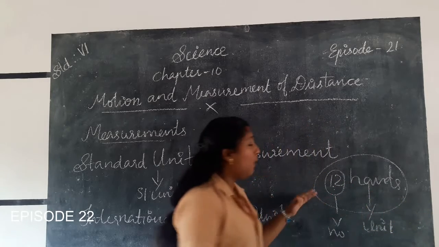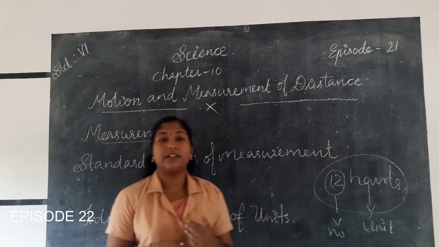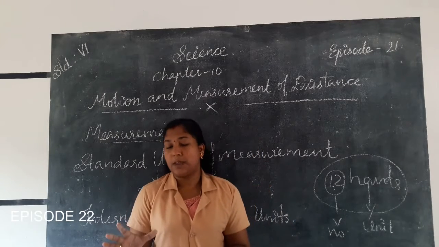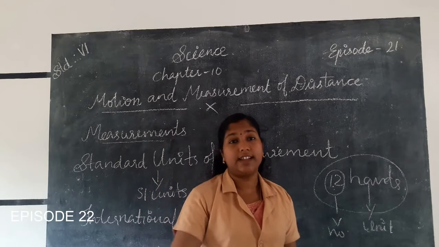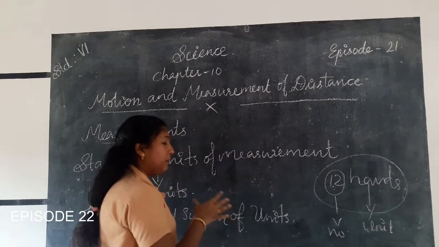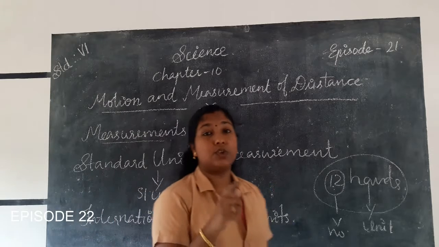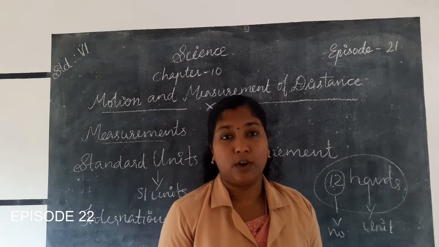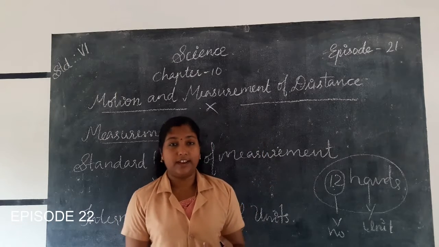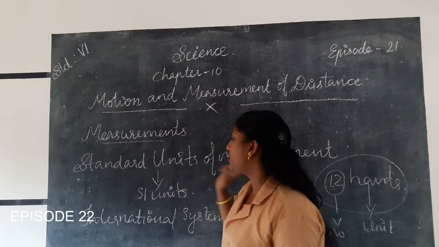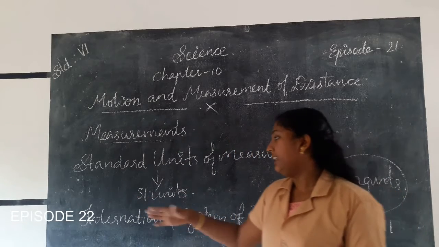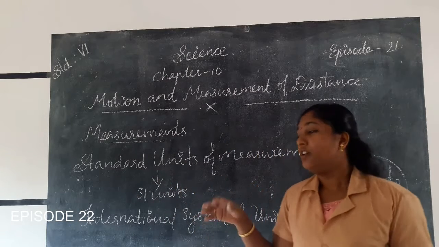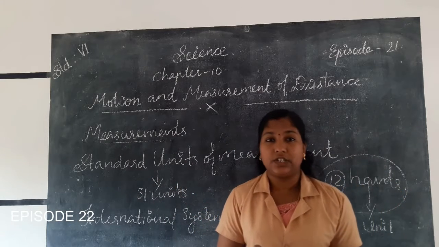Each and every person is different from one another, and their body parts are also different. Some people have long hands and long fingers, so measurements taken using body parts are not uniform. So they invented standard units of measurement, that is SI units, the International System of Units, for measuring length and distances and making the measurements uniform.